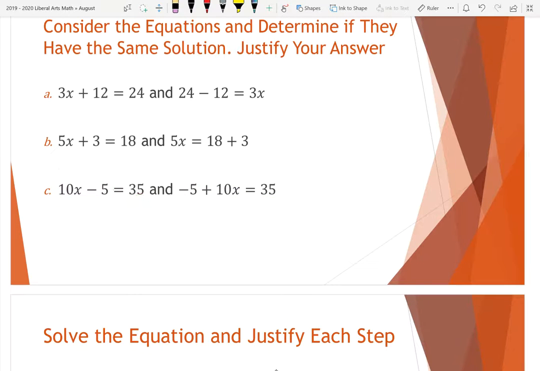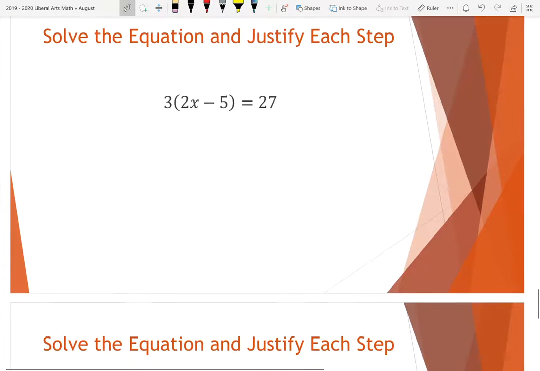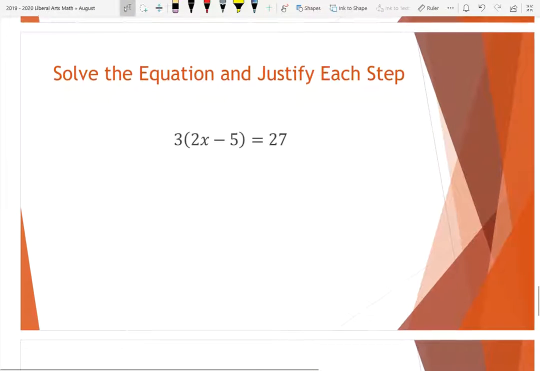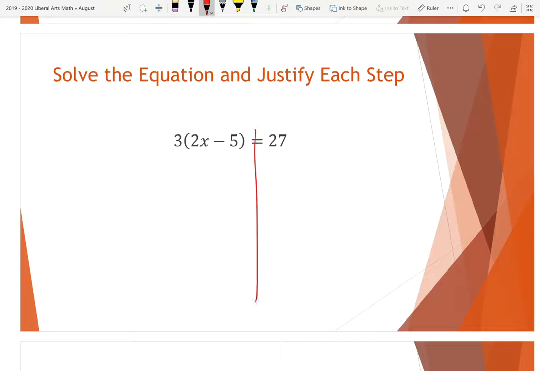All right, so now solve the equation, justify each step. So we're going to solve this, and we're going to write down our steps as we go. First thing I would do is distribute this 3. So I'd have 3 times 2 is 6x, and then 3 times negative 5 is negative 15, equal to 27. I'm going to write down the property I used. It was the distributive property. Okay, that's the distributive property of equality.